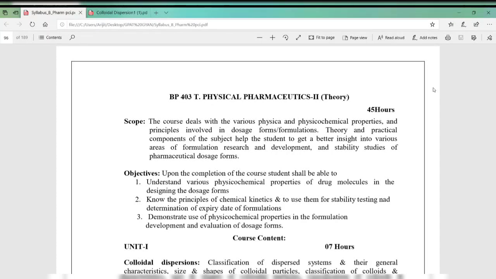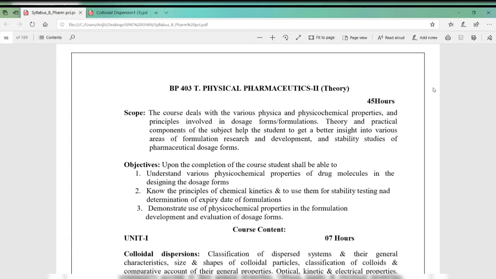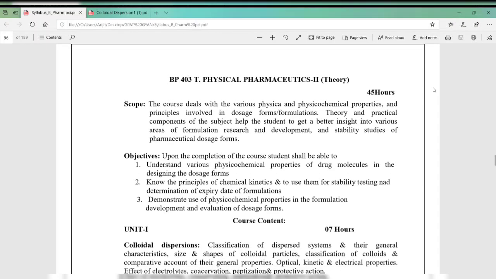I'll just start a new subject today, that is Physical Pharmaceutics 2. This subject is in semester 4 of our B.Pharm syllabus. Before going to the specific unit, I will just give you a little bit of an idea regarding the whole course content.